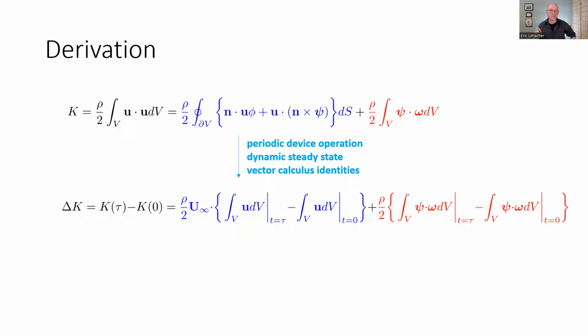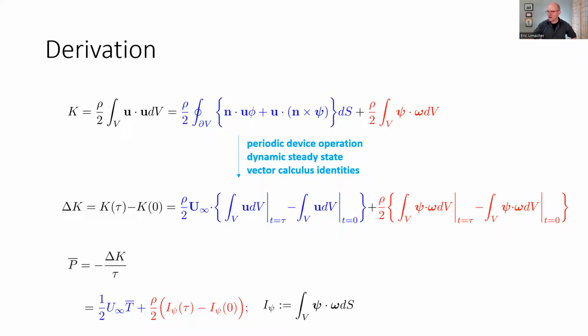The last term is a difference in what I'm calling here the vortical wake energy term, which I drew your attention to before. And so now we have an expression for the cycle average power P bar being related to 1/2 U infinity T bar, which is the cycle average thrust, and a difference in I psi here, which is just shorthand for that vortical wake energy term.